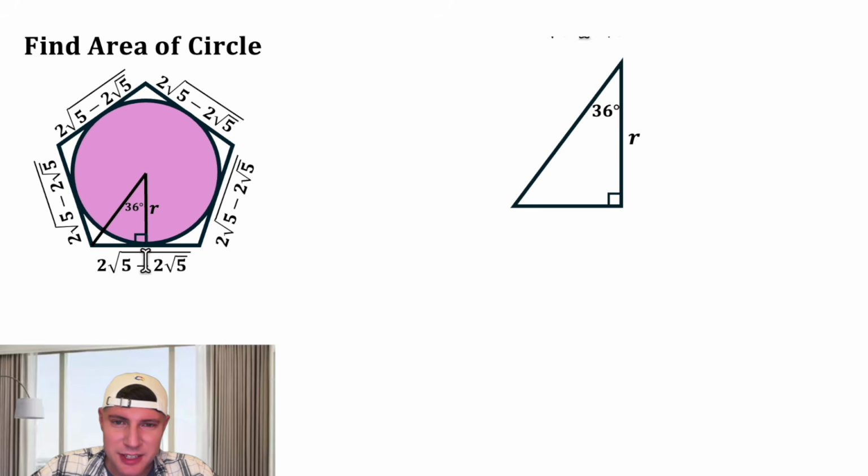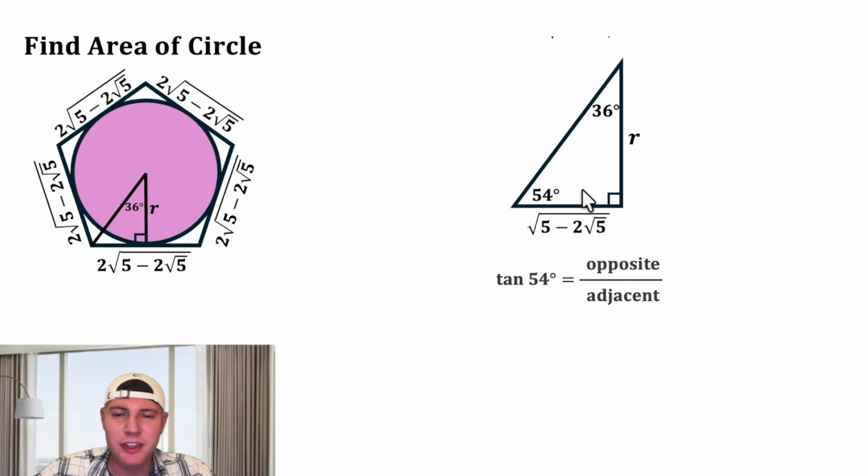This base is equal to half of this right here. Since the whole thing is 2 times the square root, this is going to equal 1 times the square root. And this one isn't going to matter, so let's get rid of it. Now we have a really fun looking right triangle. Since this is a right angle, these 2 angles have to add up to 90 degrees. So this angle down here is going to be 54 degrees. And now let's find the tangent of this 54 degrees. Tangent is equal to opposite over adjacent. This opposite is equal to R, and the adjacent is going to be equal to this whole thing.